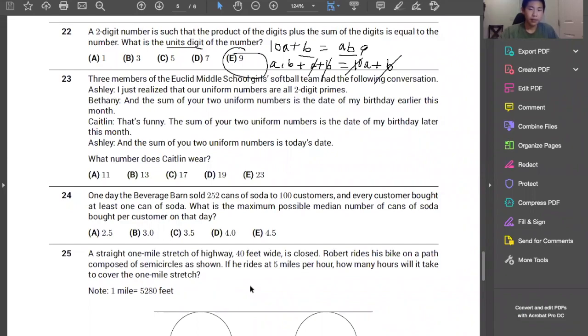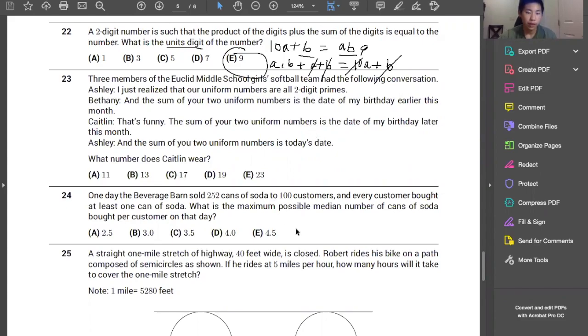All right. So we have 3 members of a softball team who have the following conversation. Ashley says that all of their uniform numbers are 2-digit primes, and then each of them says that the sum of the 2 uniform numbers of the other 2 people is the date of their birthday sometime in that month. So for example, Bethany says that the sum of Caitlin and Ashley's numbers is the date of her birthday earlier that month. Caitlin says the sum is later this month, and Ashley says it's today.